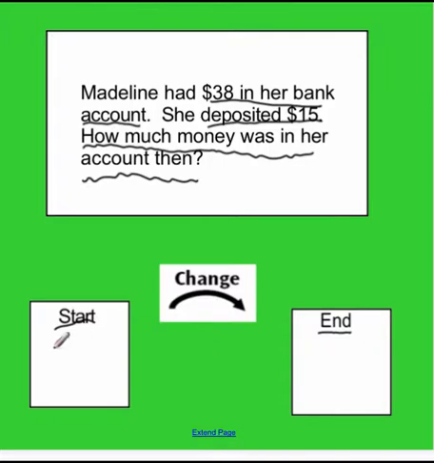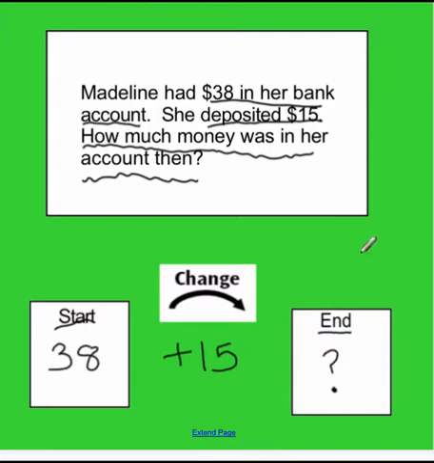I'm going to put in information I already know. Madeline started with $38 in her bank account. This money is going to change. Her money's changing because she deposited $15 into the bank. Remember, deposit means add. So her $38 is going to change because she's adding 15. I need to figure out the end. How much money was in her bank account then?